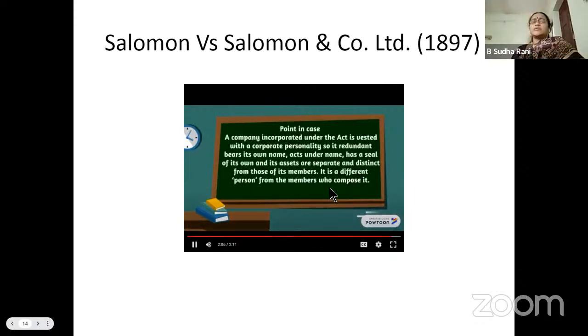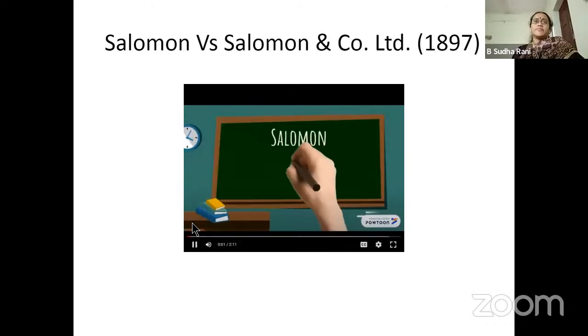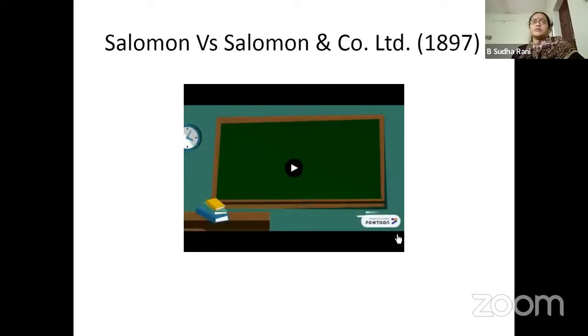So the judgment was issued in favor of Solomon and Company, and the members were held not at all members of the company in that sense, meaning they are not at all liable and not supposed to receive anything.